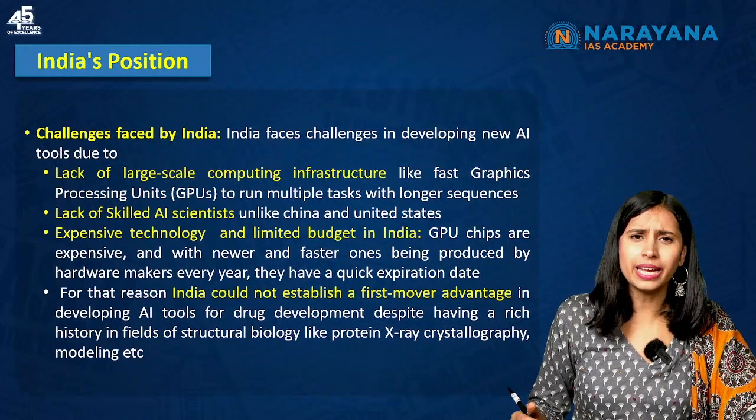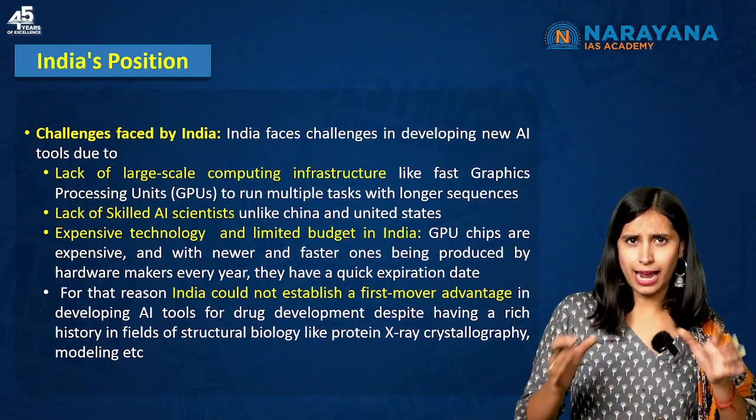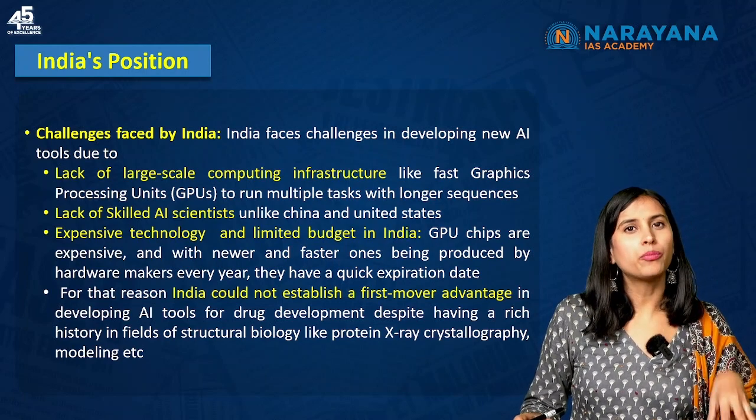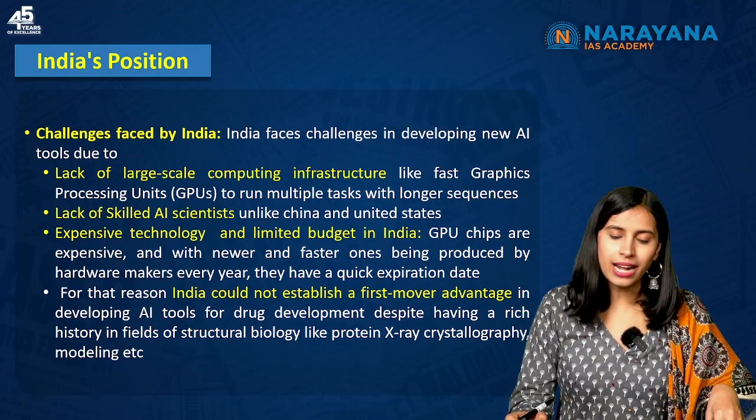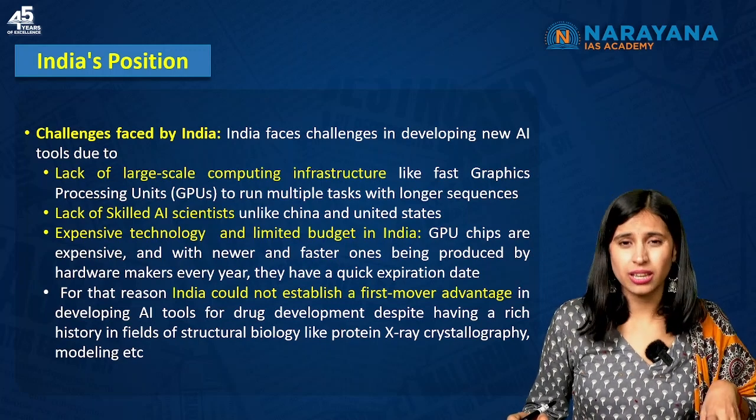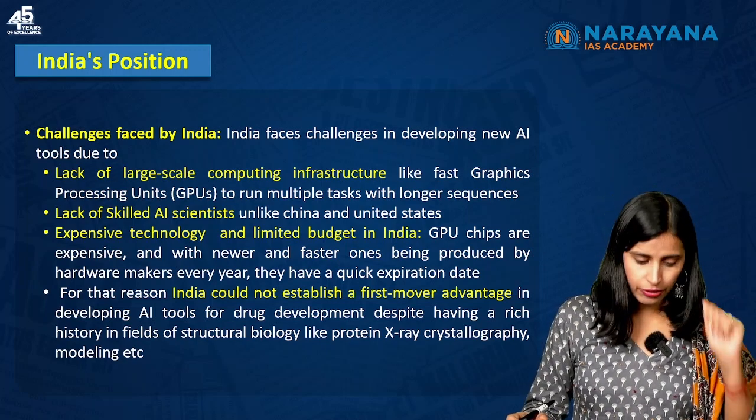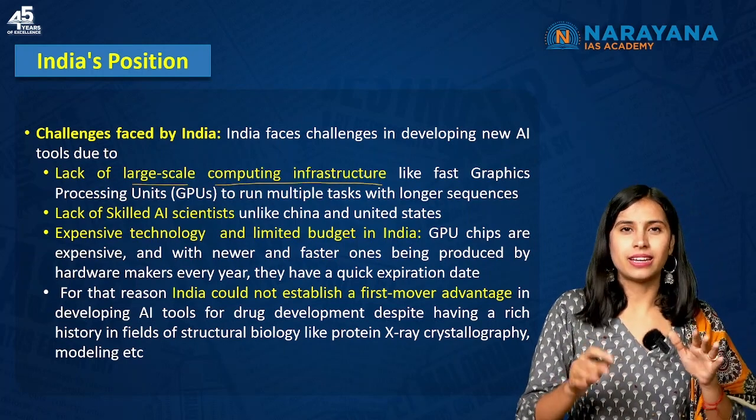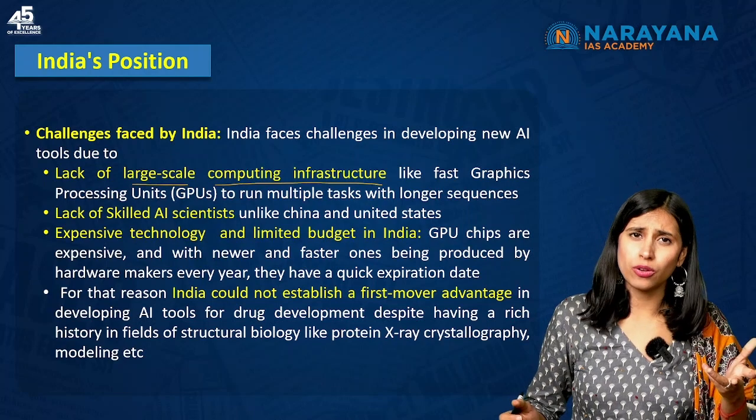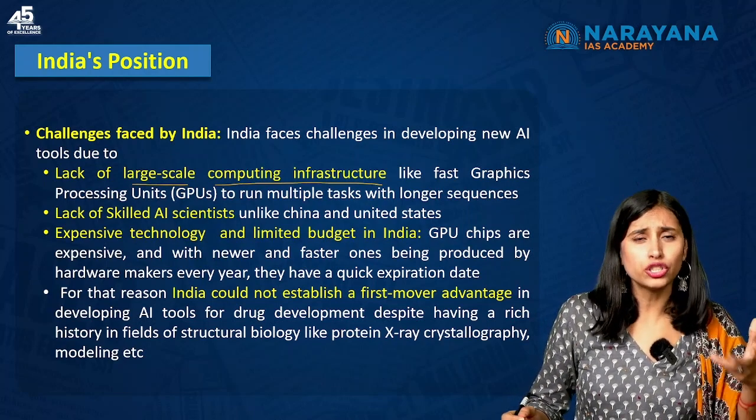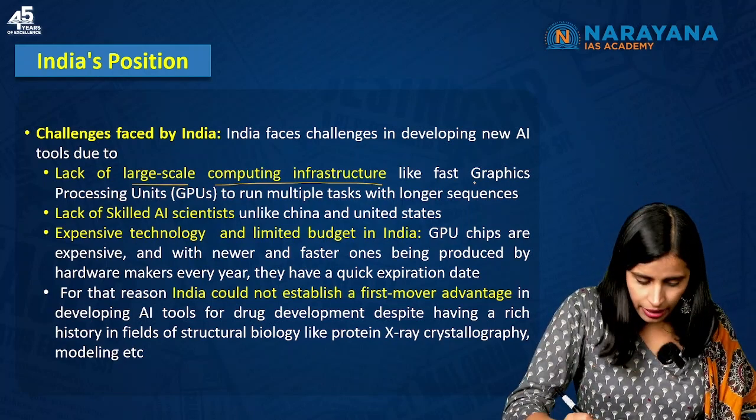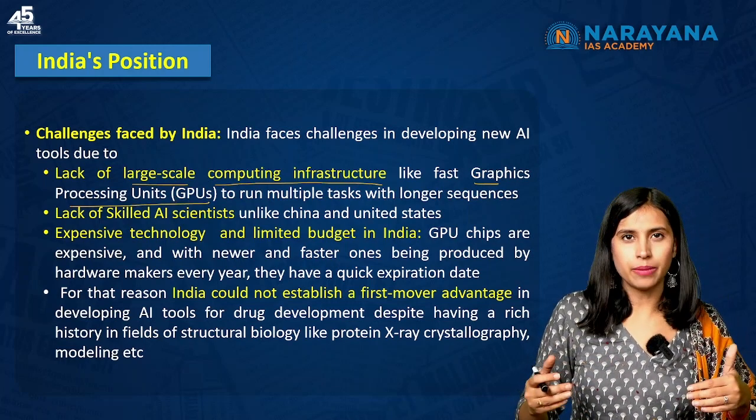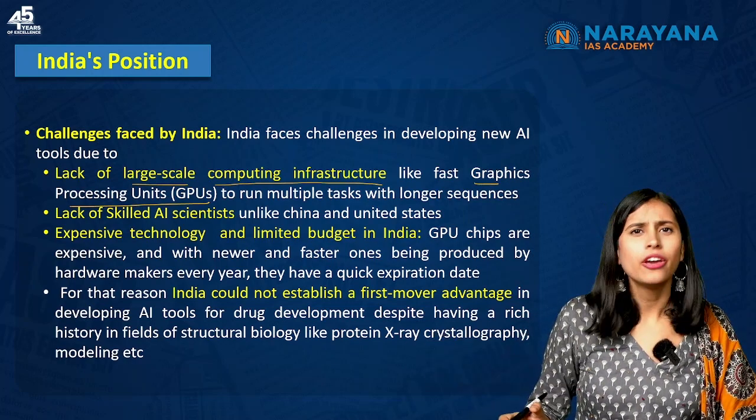Now let's move on to India's position, where India stands in the entire scenario. We know that artificial intelligence has huge transforming potential in the pharmaceutical industry, but at the same time, India faces certain challenges and lacks certain capabilities, which include, number one, lack of large-scale computing infrastructure. Because as I said, AI or deep neural networks work on computational technology which you need to have. An example is the graphics processing unit, which can run multiple tasks at the same time and can run longer sequences as well. We don't have that.